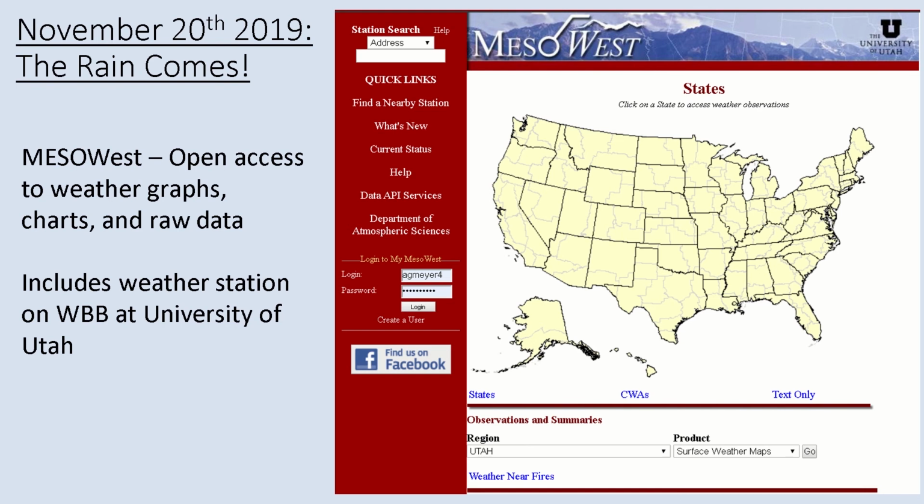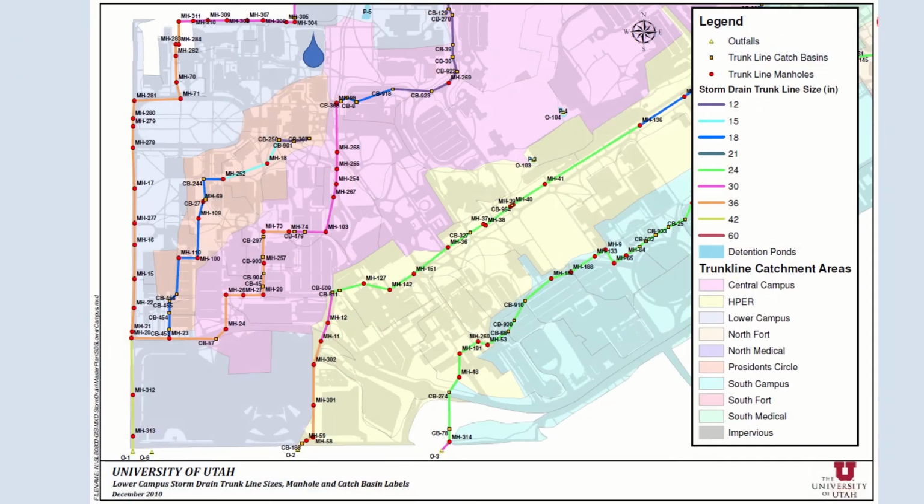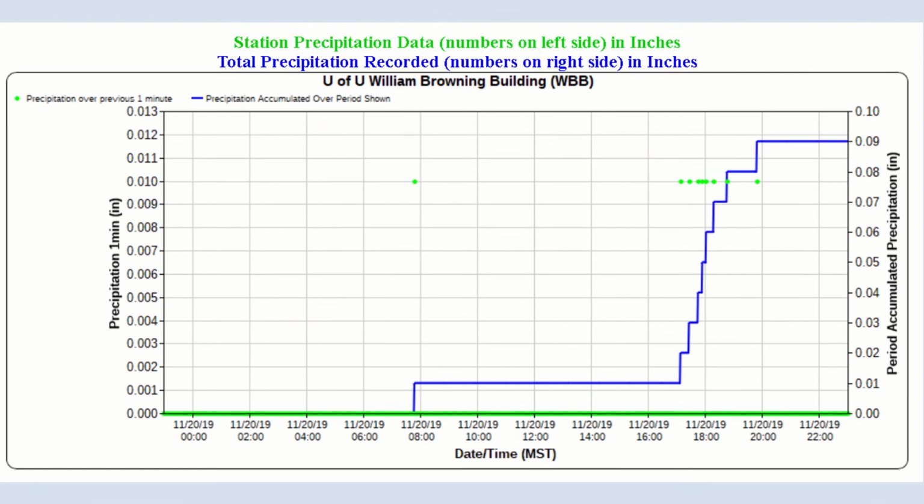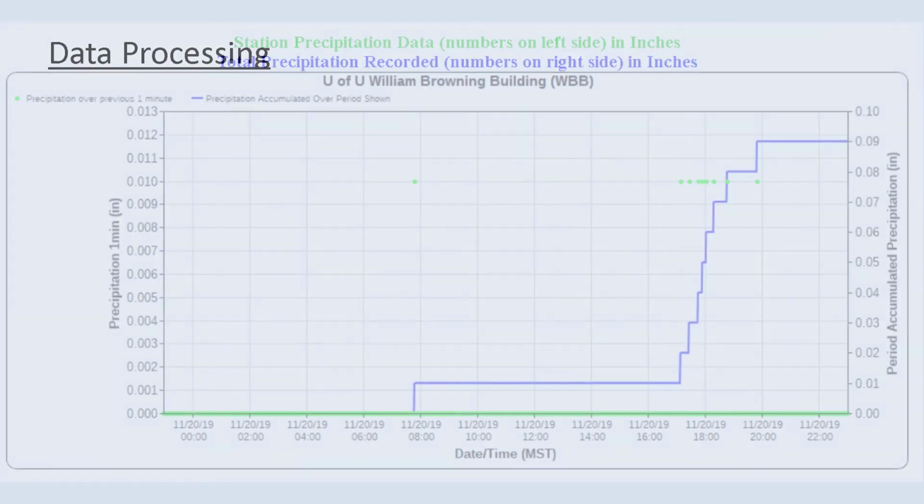Included in the list of stations monitored is one located on the roof of the William Browning building. This gauge allows us to quantify the amount of rain that fell on the university during this time. As seen by the generated graphic, a short period of rain totaling 1/100th of an inch fell on the morning of November 20th, followed by a period of rain in the evening totaling approximately 8/100ths of an inch. Once the storm was over, data was collected from the 3 locations for analysis.